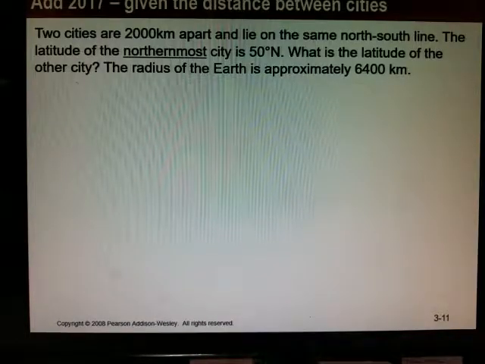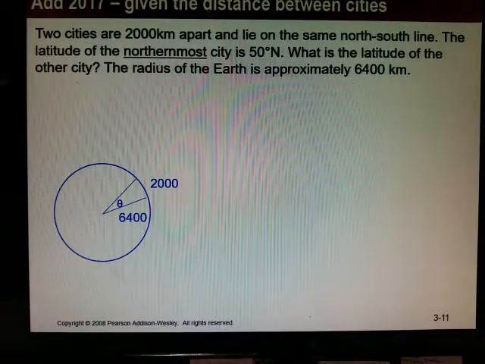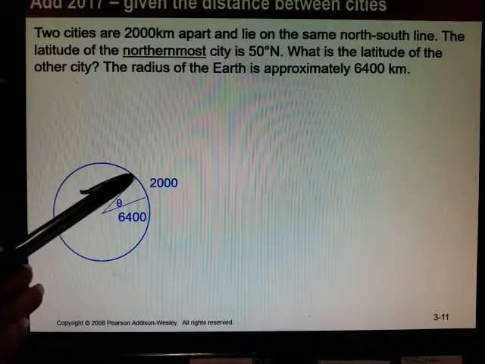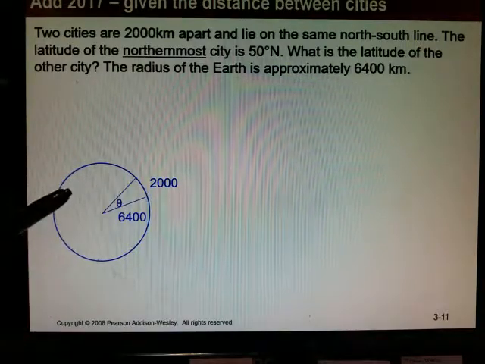All right, this is another city problem. The two cities are 200 kilometers apart. They told me the distance between the cities. They lie on the same north-south line. The latitude of the northernmost city is 50 degrees north. What's the latitude of the other? The radius of the Earth is approximately 6,400. So here's what we have. We have the distance between the two cities, 200 kilometers there.